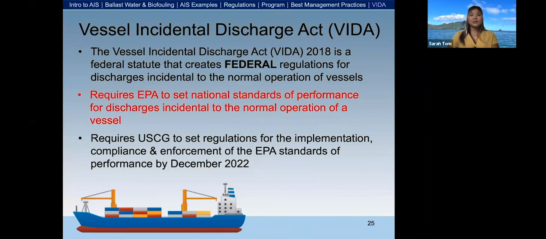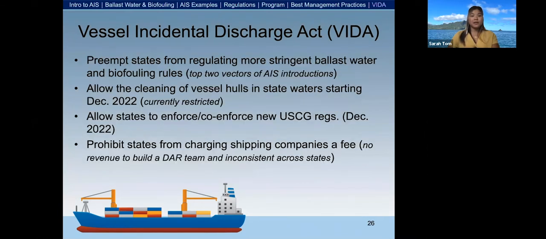The EPA has released the proposed national standards of performance, and DLNR provided comments. Currently, the EPA is finalizing regulations. The EPA proposed standards is an over 300-page document, but here are some of the main points and what they mean for our team. So first, it preempts states from regulating more stringent ballast water and biofouling rules. They also allow the cleaning of vessel hulls in state waters, which is currently restricted.